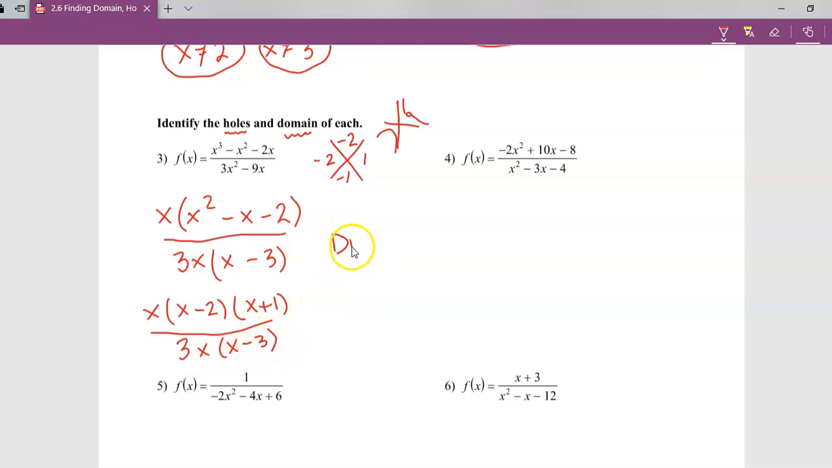All right, so let's actually find the domain first. It's a good idea to find the domain first because then we're going to find the holes, and the holes are going to be canceling things out.